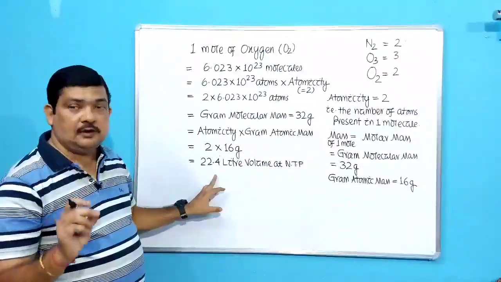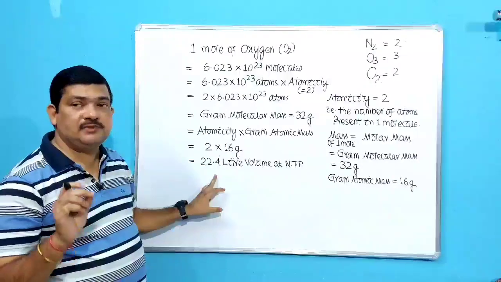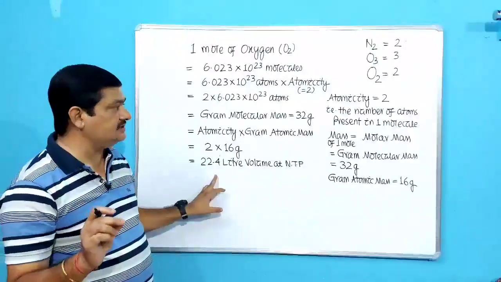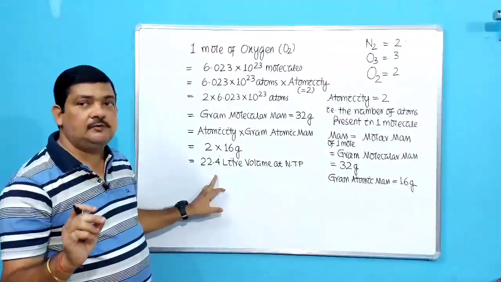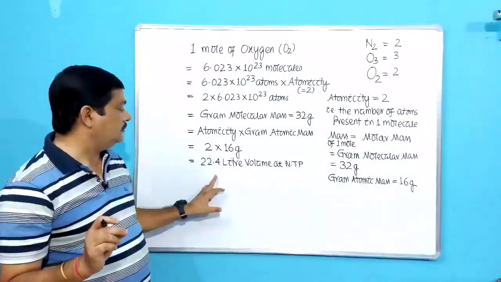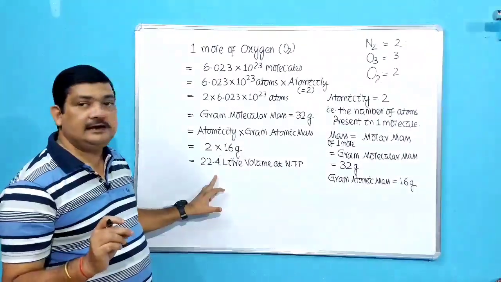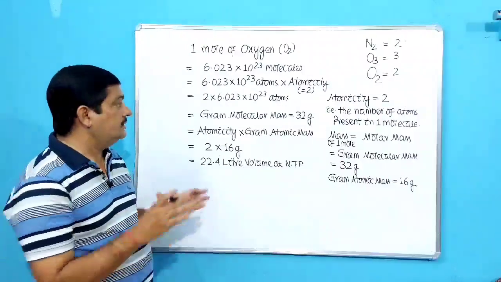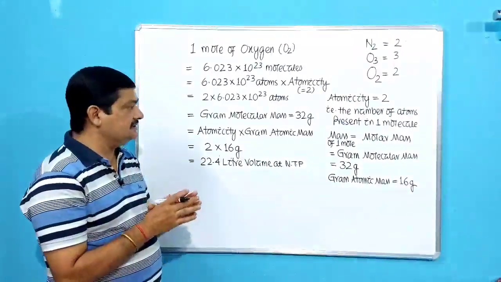Then 1 mole of any gas occupies a fixed volume at NTP. If I take 1 mole of any gas, its volume will be fixed, that is 22.4 liter at NTP. Okay, so you have to remember like this.